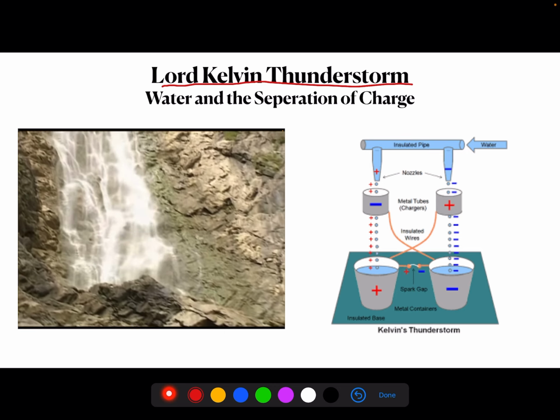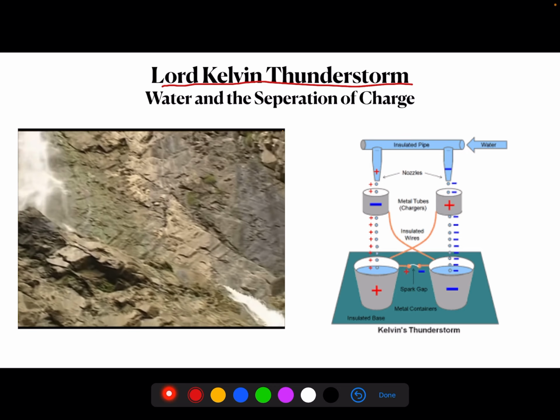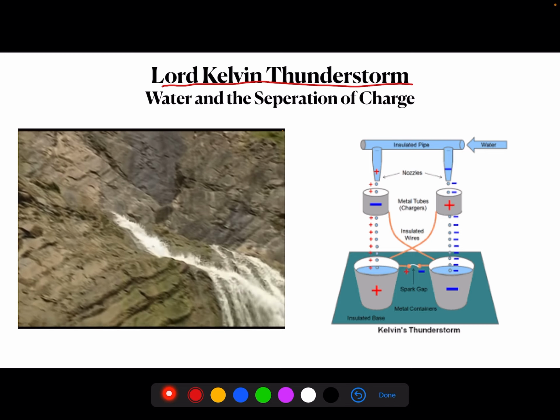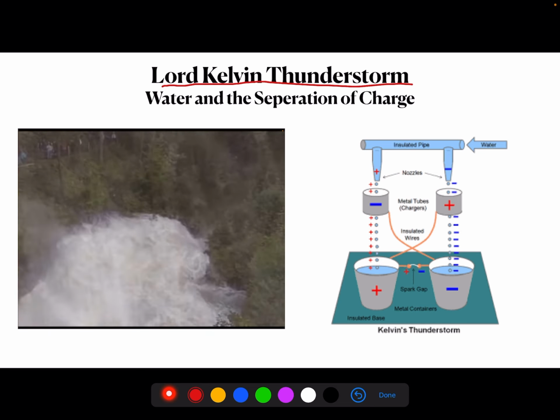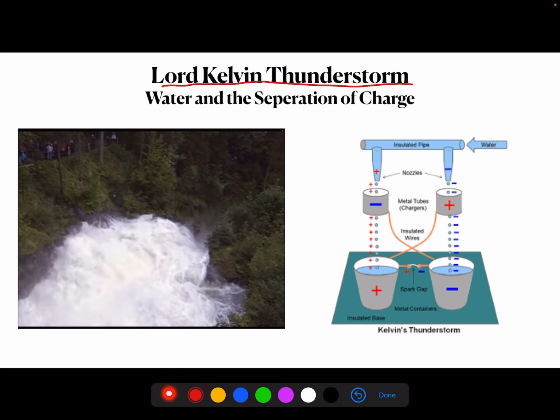The tiniest water droplets carry an electrostatic charge. They form a very fine spray that can easily be seen and inhaled. Waterfalls have a positive effect on human health, particularly.